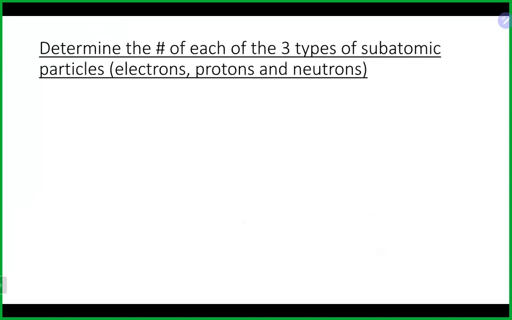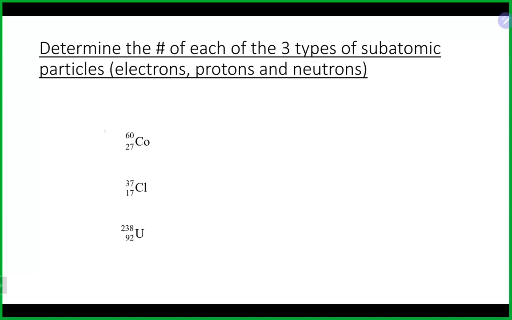All right, why don't you try some here? For each of these guys, we're looking for how many protons, electrons, and neutrons does each of these have? So take a moment and see what you come up with. Okay, so let's take a look. Once again, we're going to look for protons, electrons, and neutrons here.